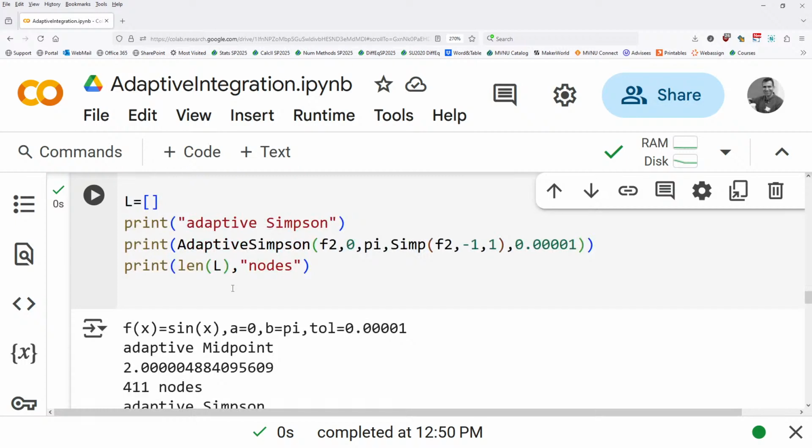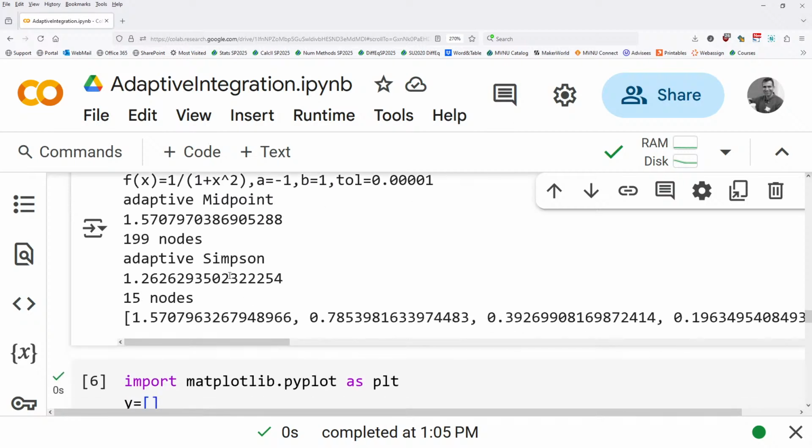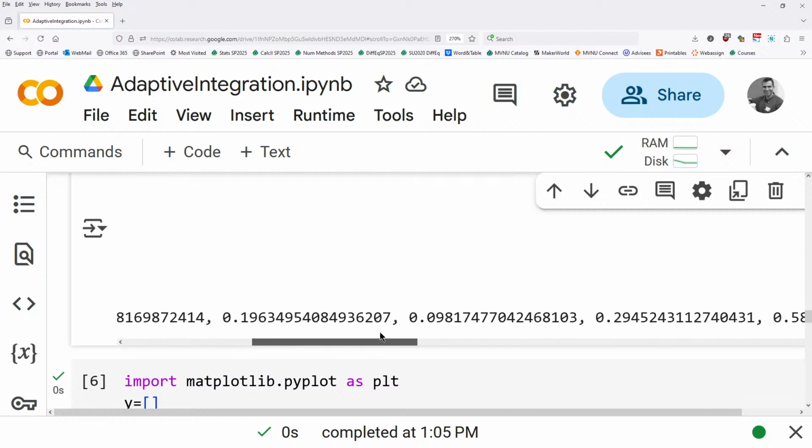Okay, maybe let me do this. Let me print L. I just want to make sure. So this is kind of my output here. Okay, so I've got the sine of x, I don't care about. This one I care about, the 1 over 1 plus x squared. And I've got my tolerance. I've got 15 nodes. Those are weird nodes.